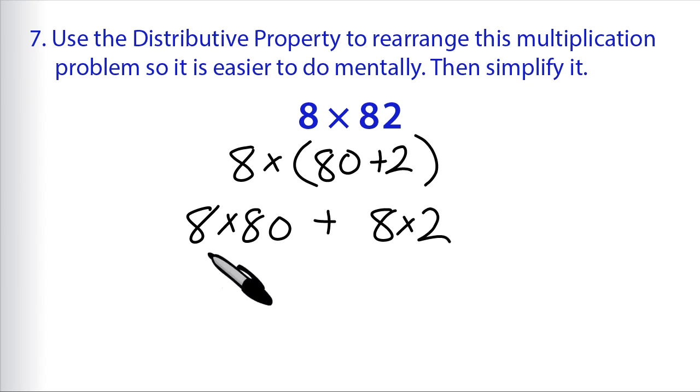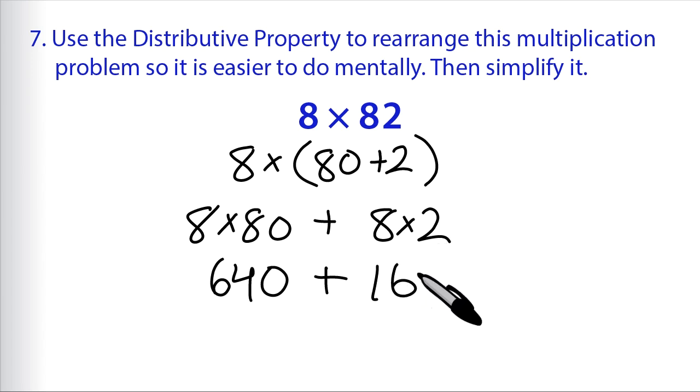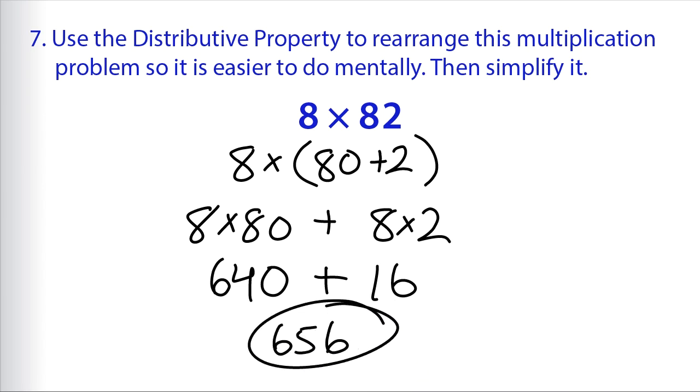Whenever you're multiplying numbers and one of them ends in 0, you can just multiply the other digits and then put the 0 on the end. Like 8 times 8 is 64, but don't forget that it was really 8 times 80, so you have to put the 0 at the end, so it's 640. Plus 8 times 2, which is 16. So we have 640 plus 16, which is 656 as our final answer.